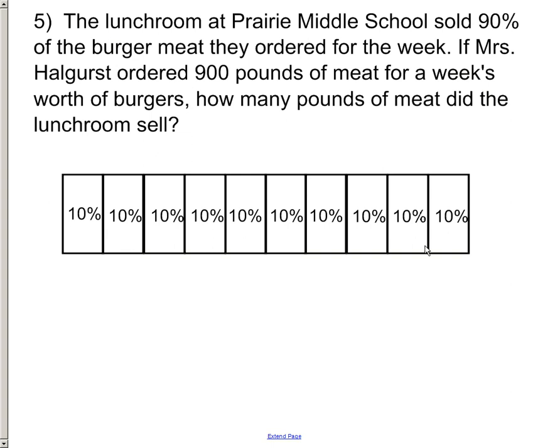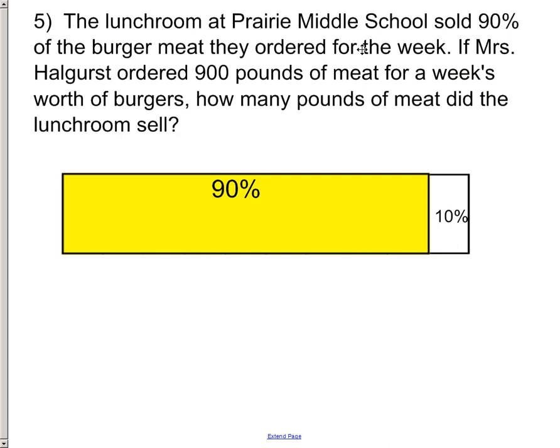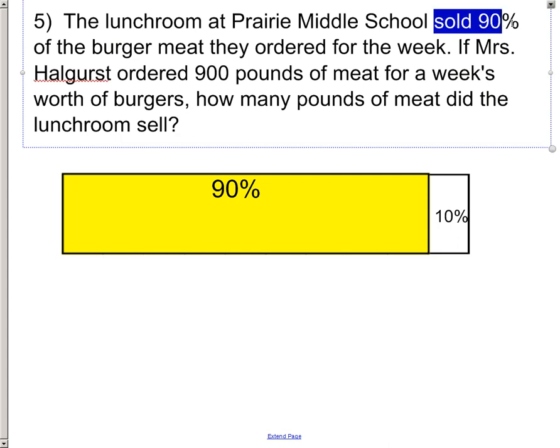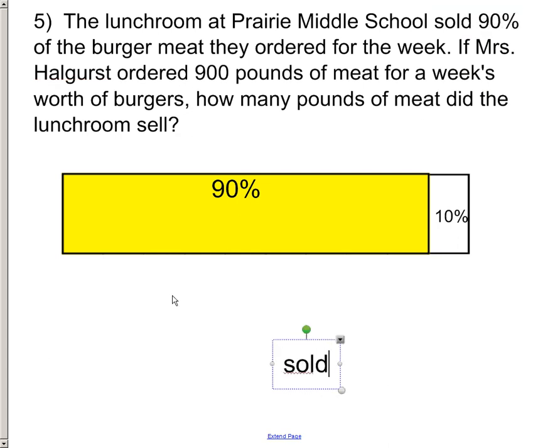We've got 10 sections of 10%, so it would add up to be 100%. That's everything. And when we're talking about, hey, they sold 90% of the burger meat, we need to basically represent 90% on this. So that would be 9 sections of this. Now, again, what did this 90% represent? Of the burger meat they ordered for the week was sold. Okay, so let's just go ahead and slide this up here. 90% was sold. That means that 10% was not sold.